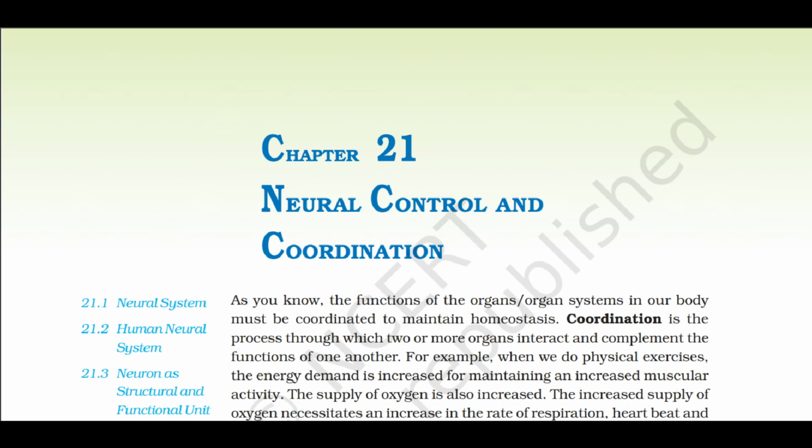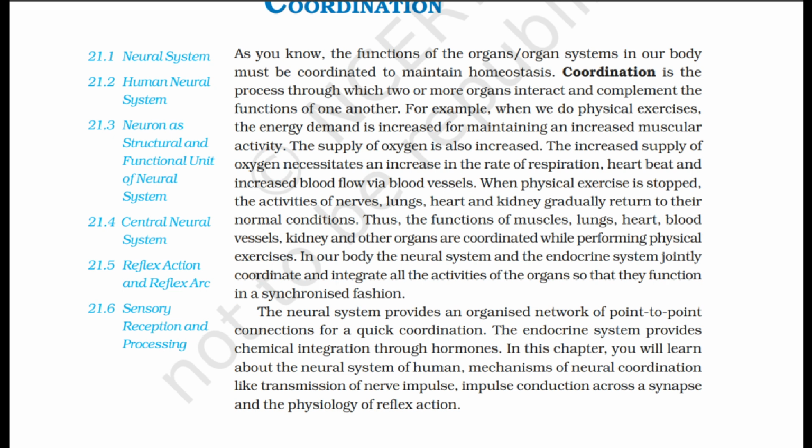Chapter 21. Neural Control and Coordination. As you know, the functions of the organs or organ systems in our body must be coordinated to maintain homeostasis. Coordination is the process through which two or more organs interact and complement the functions of one another.